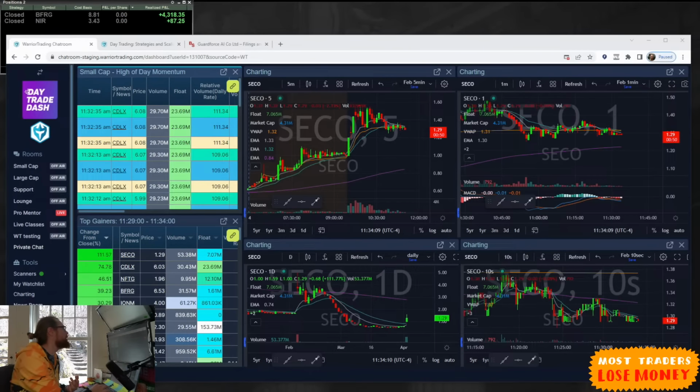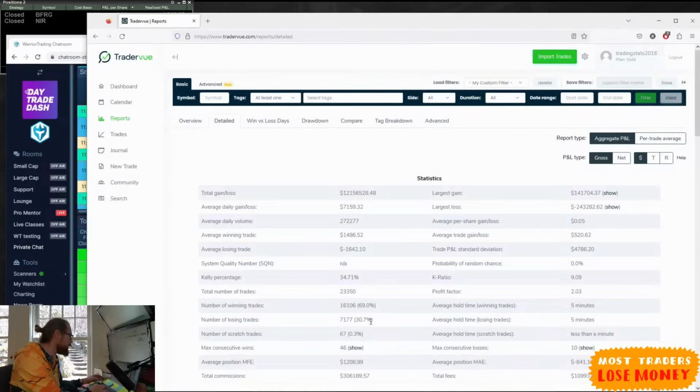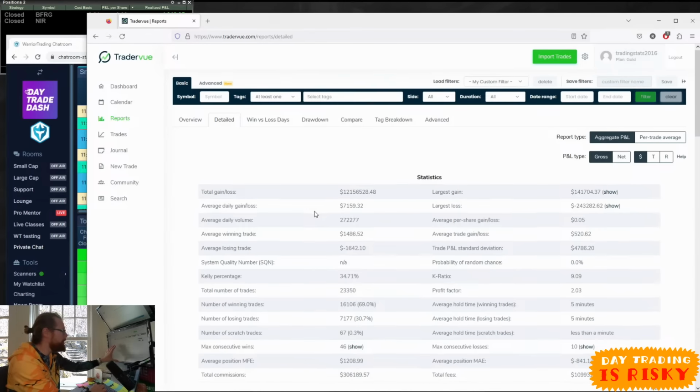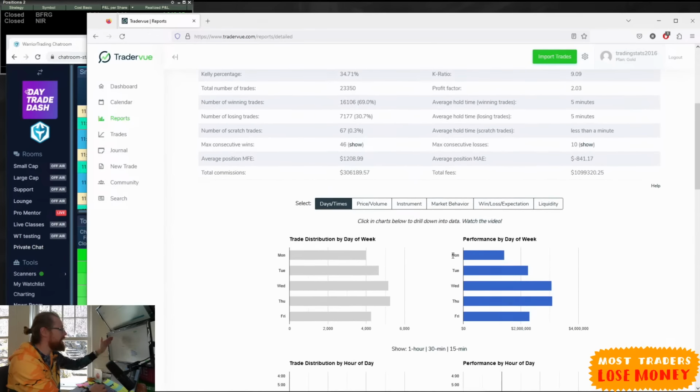So I'll just show you this here. This is 23,000 trades, over $12 million of gross profit. So there's a lot of data in all of this right here. This is going to tell you the day of the week I trade the best. It's going to tell you the price of the stocks I trade the best, right? So I know with a lot of certainty when I should be the most aggressive. This is based on historical data.